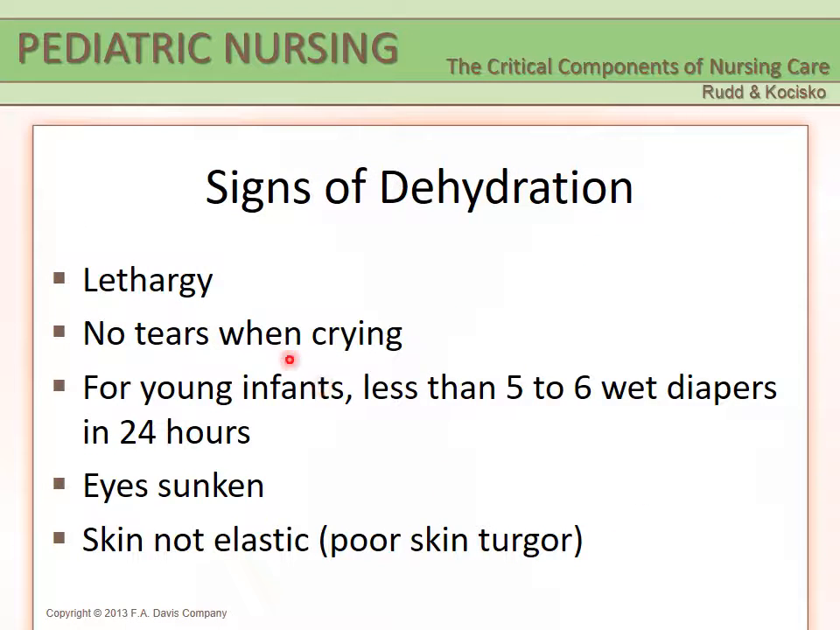Lastly, we have signs of dehydration. Again, you need to know this. Are they lethargic? If there's no tears when crying. For young infants, if they have less than 5 to 6, we're going to go with 6 wet diapers. If they have less than 6 wet diapers in 24 hours, they are dehydrated more than likely. Remember, 6 to 10 is normal. If they're less than 6, don't look at this 5. If they're less than 6, then that's an issue. If their eyes are sunken in, and remember for infants, if their fontanelle is sunken as well, and then if their skin is not elastic, they have poor skin turgor, then that's an issue. And that wraps it up for chapter 22.